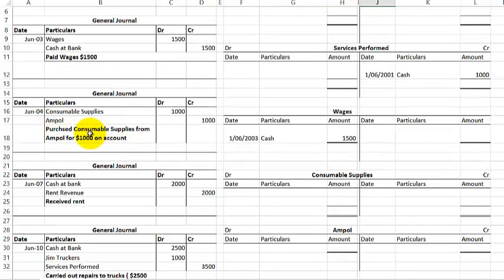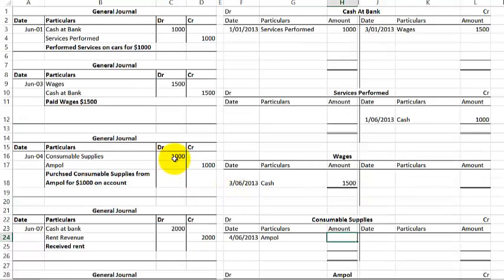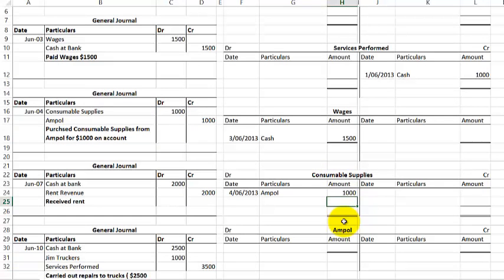On June the 4th, we purchased some consumable supplies. It asked us to debit $1,000, and this time it was from Ampol. It happened on June the 4th. Ampol, and the amount that we bought from Ampol was $1,000. So we've ticked off this entry up here.